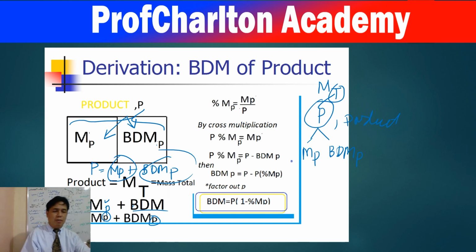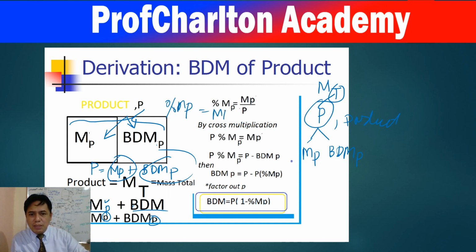So by way of manipulation, you can get the percent moisture. How do you get the percent moisture of the product? So percent moisture of the product is the mass flow rate of the product over the total, the product total. So here, as what we did in the feed, it's like this now. Percent MP is MP over P.